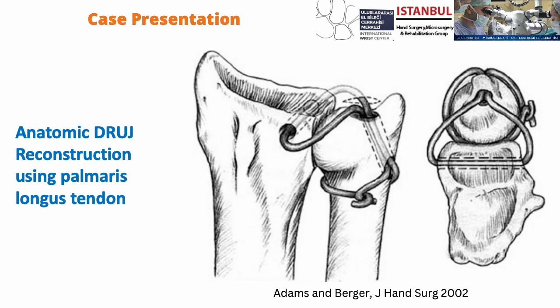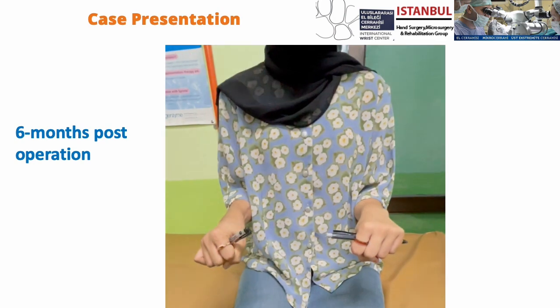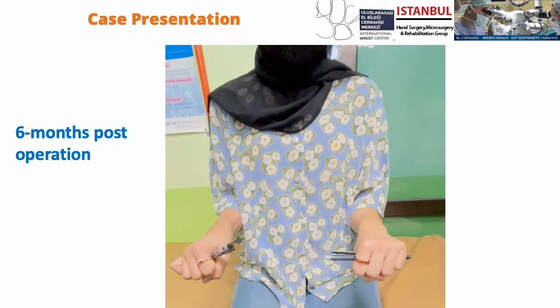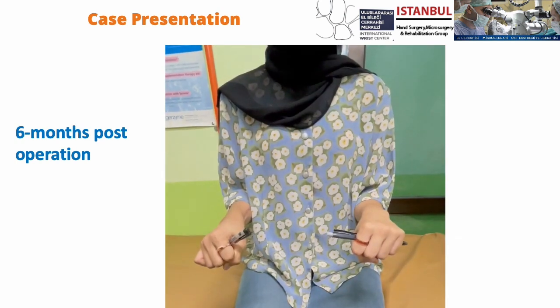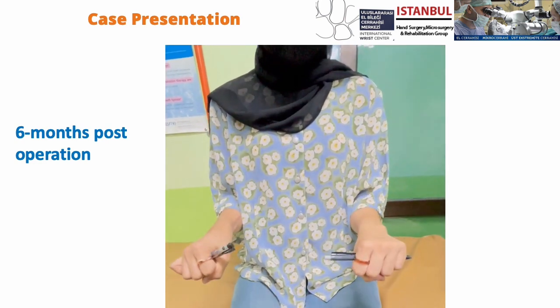Plating was removed and anatomic DRUJ reconstruction using palmaris longus tendon was done using the surgical technique described by Adams and Burgess. Six months post-operation, this patient showed no more DRUJ instability, with almost full range of motion, nearly full pronation and supination, and no more wrist pain.